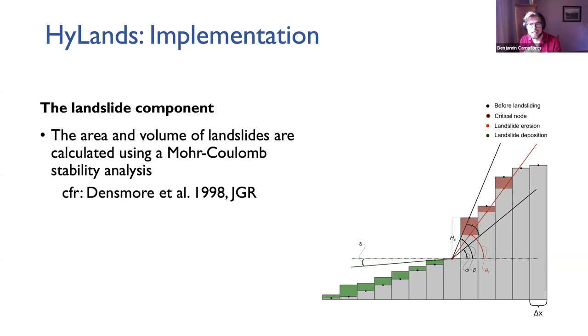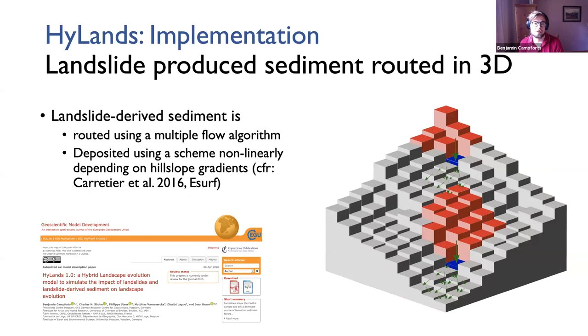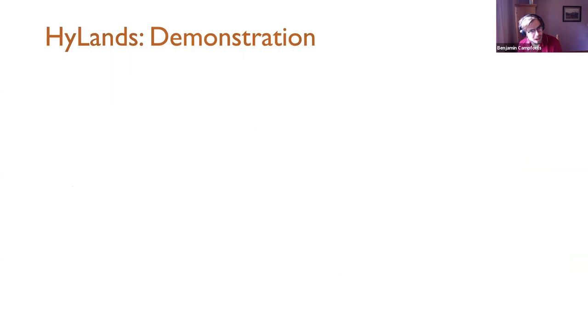Then we route the sediment in the landscape using a multiple flow direction algorithm, and we deposit it based on a nonlinear function of hillslope gradients. If you want to know more about the model, I would invite you to check our GMD paper, which is currently under review. I will show how Highlands works through a series of three movies.